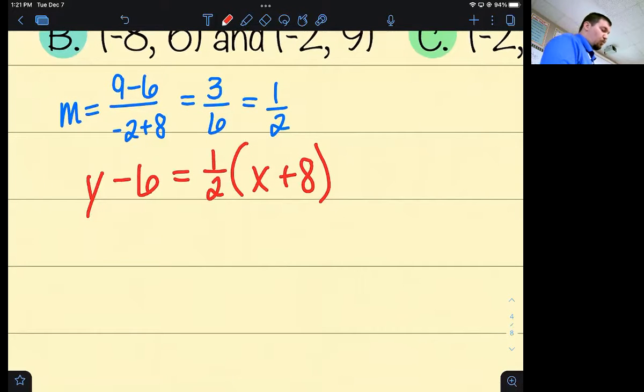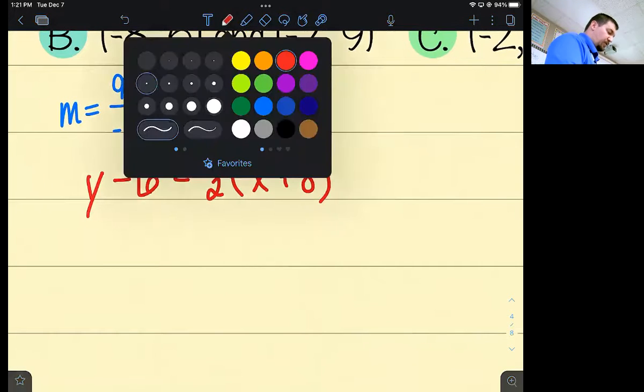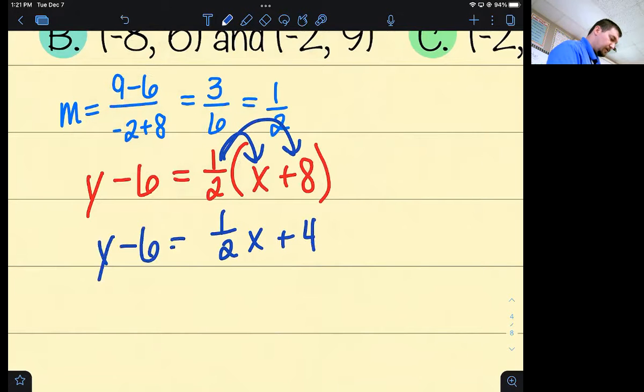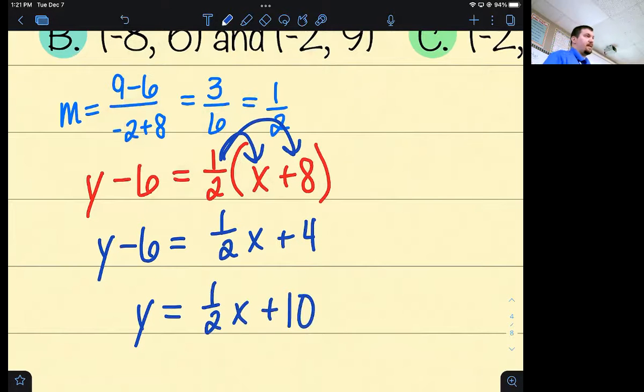So now that we've written the point slope equation, we solve. Connor, when you distribute the 1/2 to the x, what do you get? Good. And then what's 1/2 times 8? 4. Excellent. So now we have y minus 6, and then go ahead and add 6. Got it. And if you use the other point, you'll still get y equals 1/2 x plus 10.